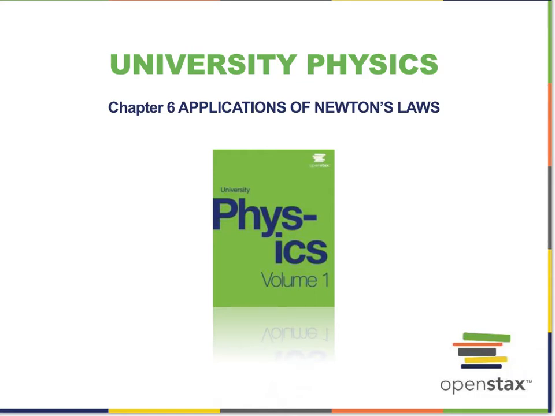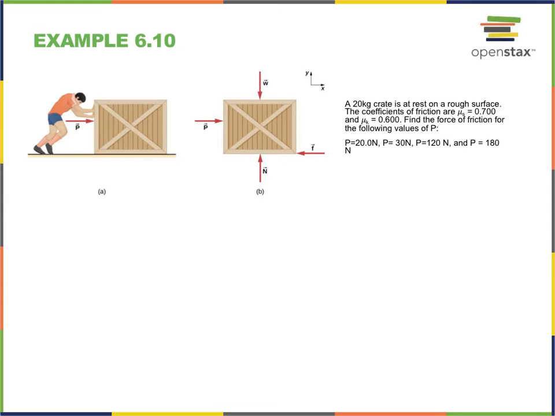All right, so let's finish up with Chapter 6. This is a problem we didn't get to go over in class, and it's pretty important because we're thinking about the difference between the force of friction when something doesn't move and the force of friction when it is moving. So we're told that this guy is going to push this 20 kilogram crate, and we know the coefficient of static friction and the coefficient of kinetic friction.